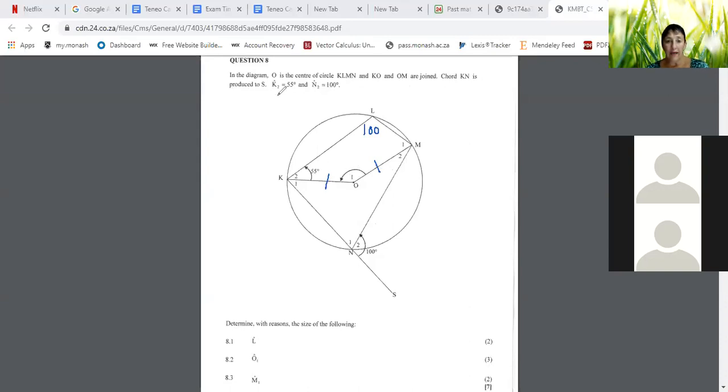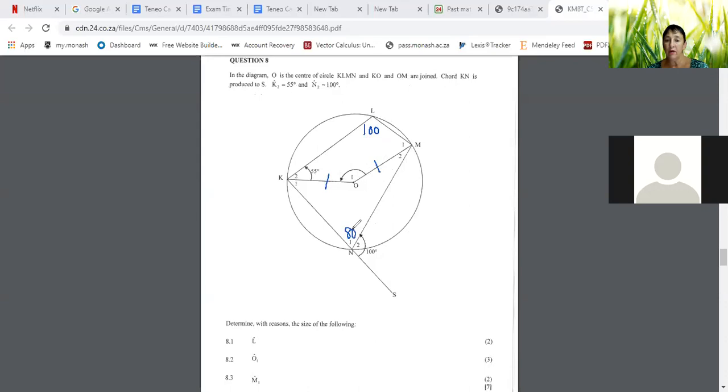All right. And then chord KN is produced to S. K2 is 55, and so on. Okay, fine. What else do you know about a cyclic quad? Opposite angles are supplementary, or angles on a straight line are supplementary. Right, and they want you to find angle L. That was the first question. And the reason for that is exterior angle of a cyclic quad equals the opposite interior angle.